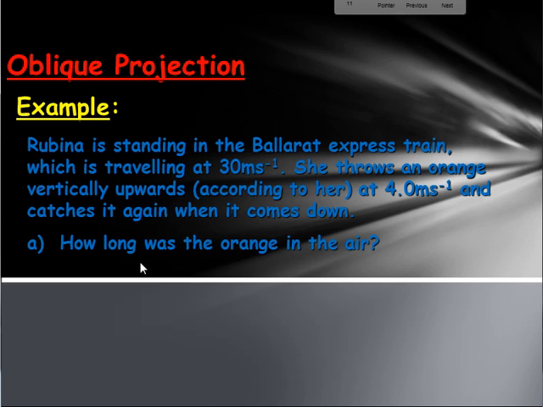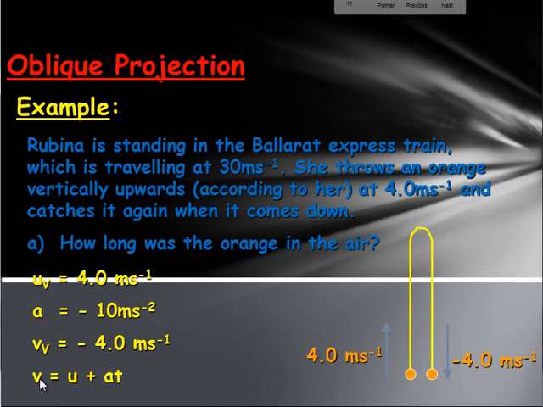So this is simply a vertical motion problem. There's no horizontal motion in this instance. So simply it's going up at 4 meters per second, and it comes back and it stops at negative 4 meters per second. So we know u, we know v, you know a, because this is vertical. We want t, so we use v equals u plus at. Substitute in, minus 4 equals 4, take 10t, collect like terms, solve. We get 8/10 of a second, or 0.8 seconds.